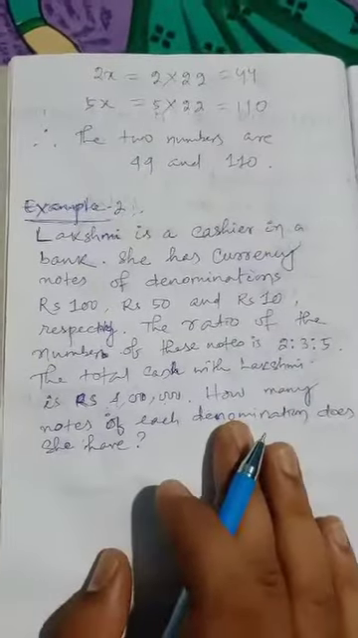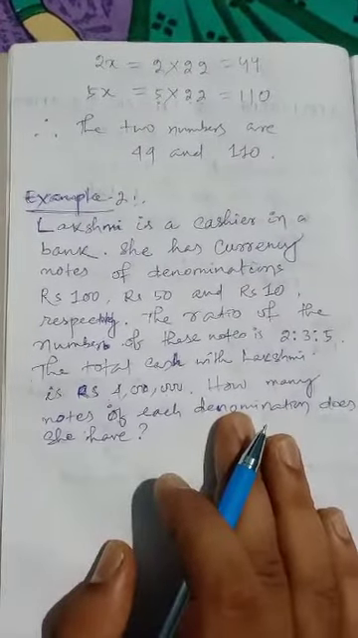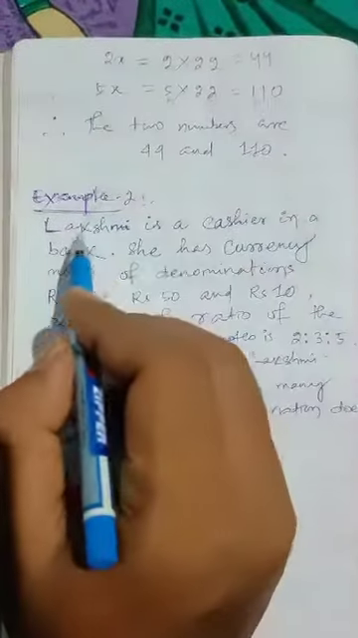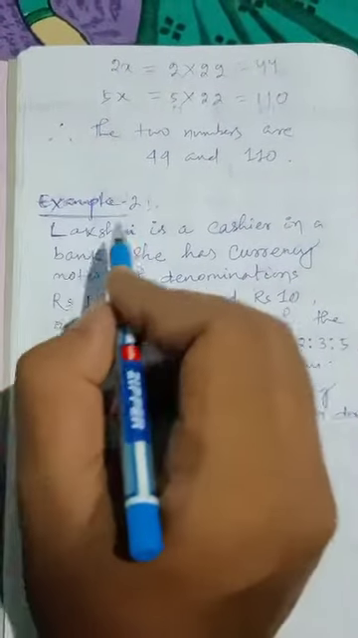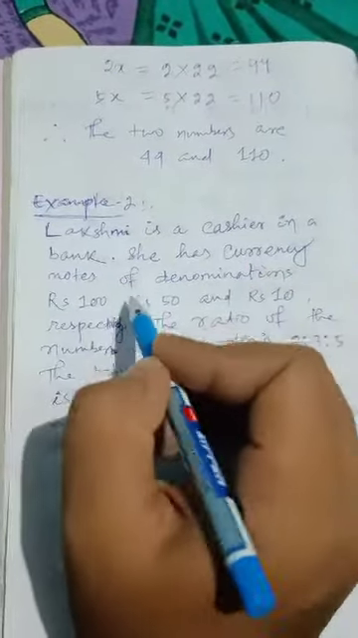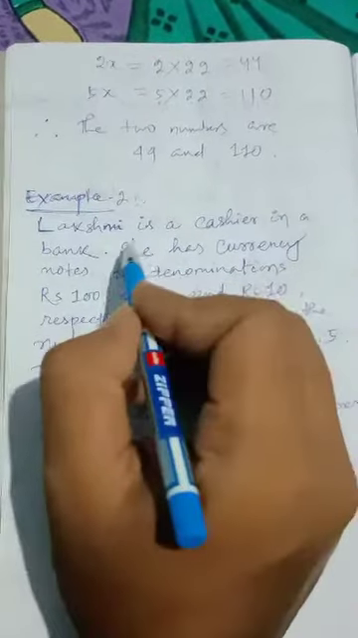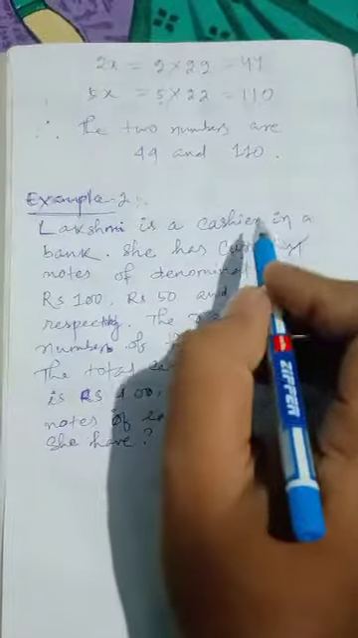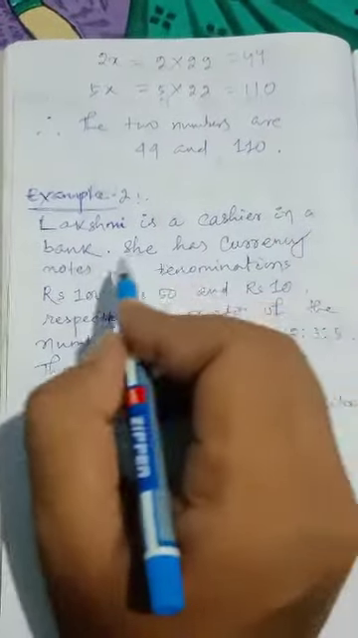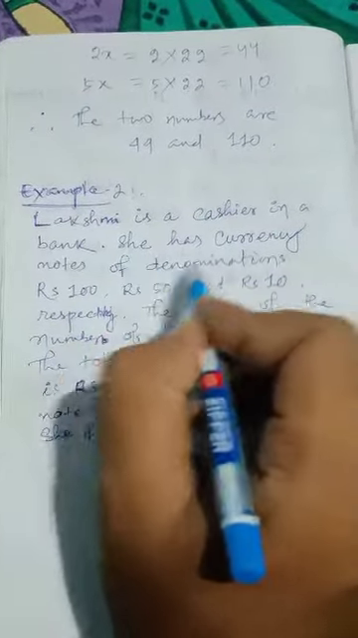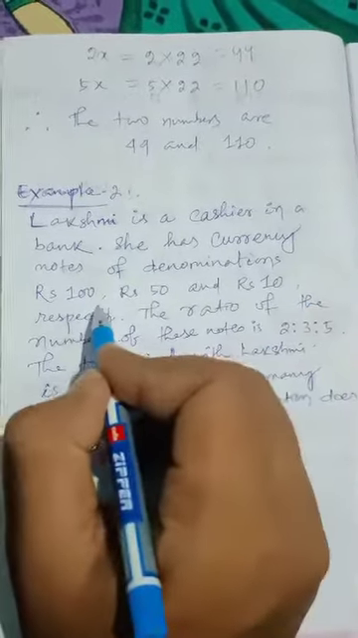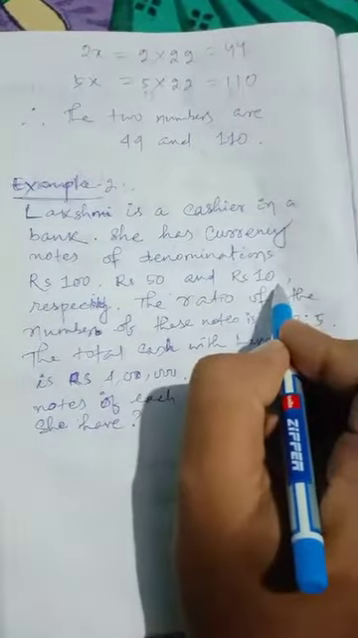So let us understand the question. The first statement is, Lakshmi is a cashier in a bank, and she has currency notes of denominations Rs 100, Rs 50 and Rs 10.